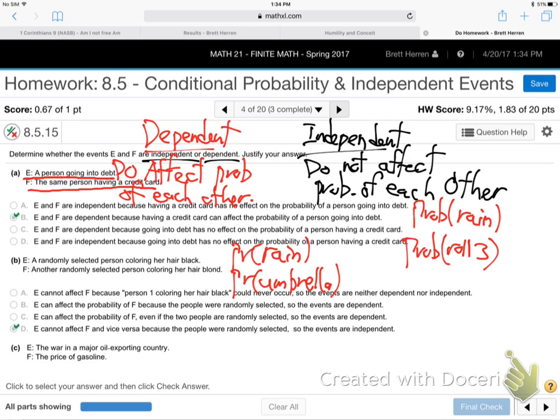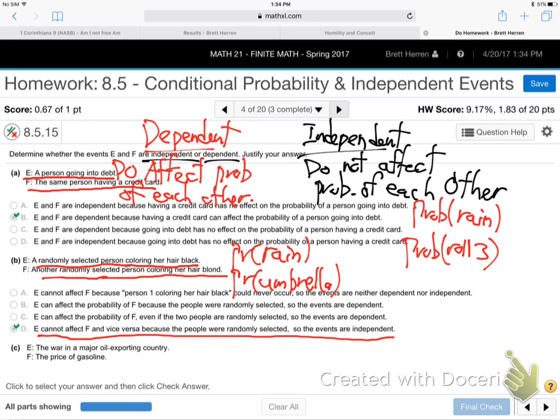Now let's do B. What are the two events on B? Coloring her hair black, and another person coloring her hair blonde. What's the probability that you grab a random person and that person is coloring her hair black? What's the chance you grab another random person coloring her hair blonde? Well, those have nothing to do with each other. You're just randomly picking people.